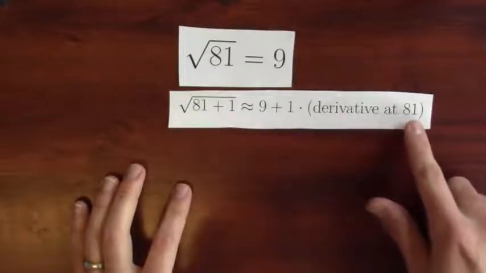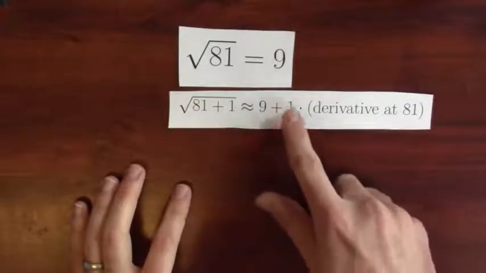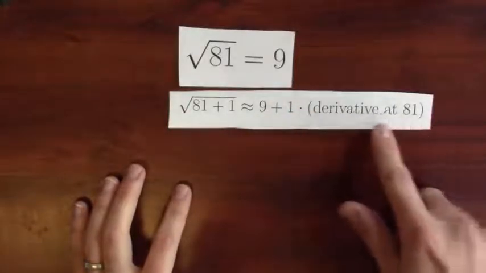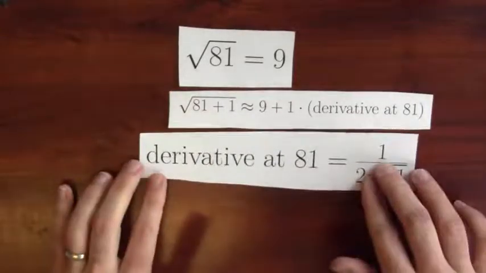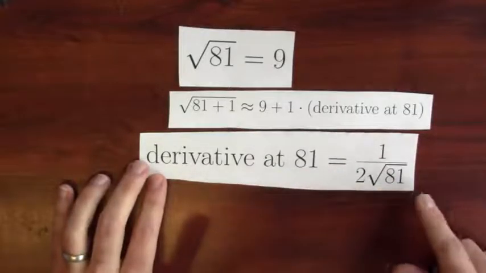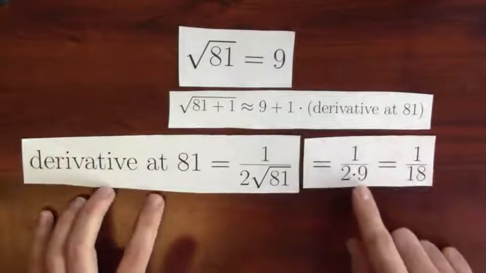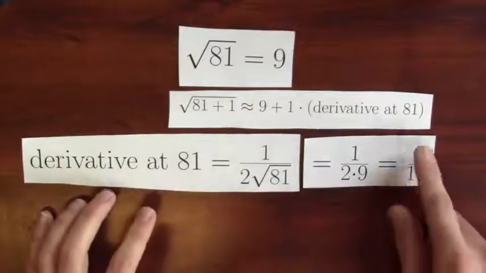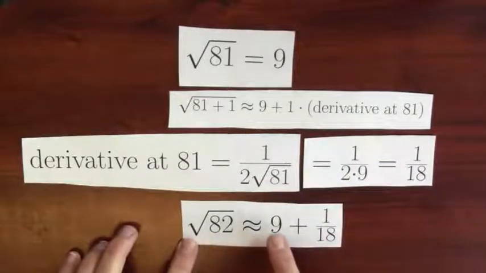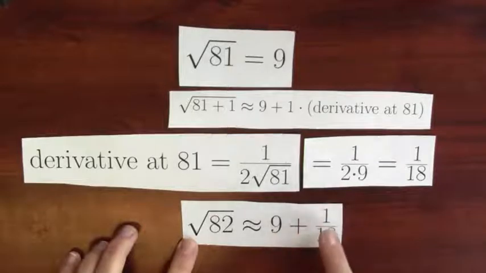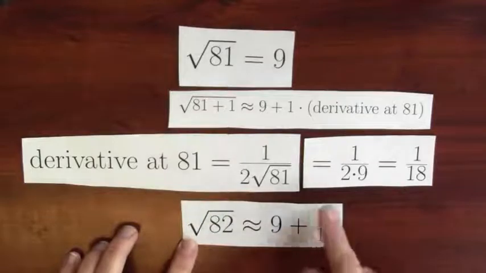So I'm going to take the derivative of the square root function at 81, and multiply by how much I'm wiggling the input. This will be how much I expect the output to change when I change the input. Now, in this specific case, what's the derivative at 81? Well, that's 1 over 2 times the square root of 81, which is 1 over 2 times 9, which is 1/18. So I would expect the square root of 82 to be about 9 plus 1/18, because I expect wiggling the input up to wiggle the output up by about 1/18.